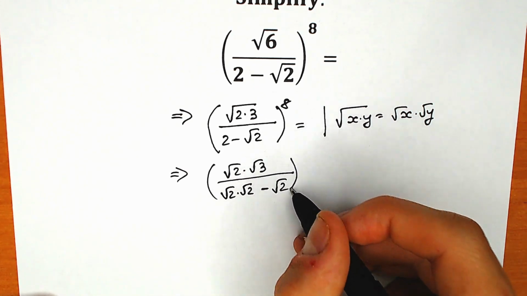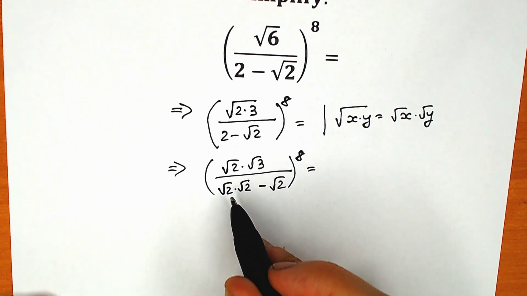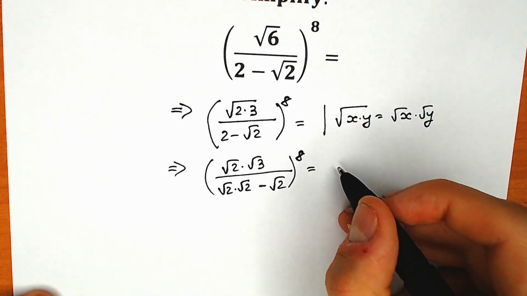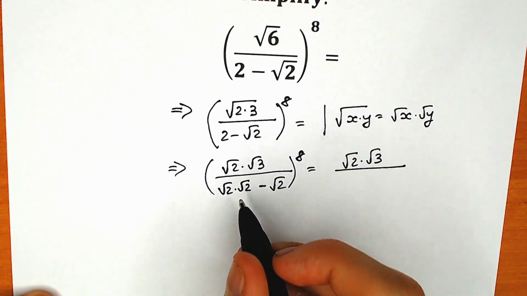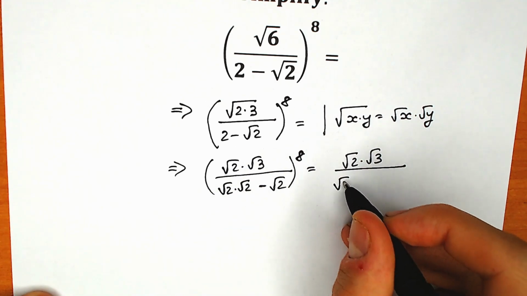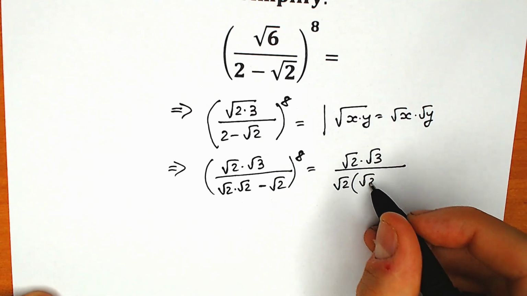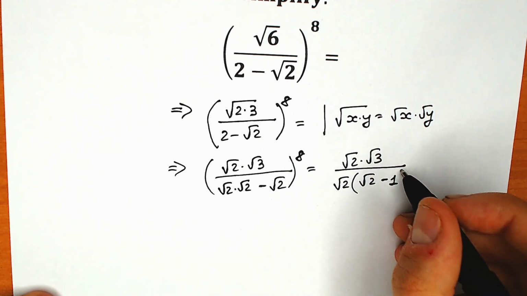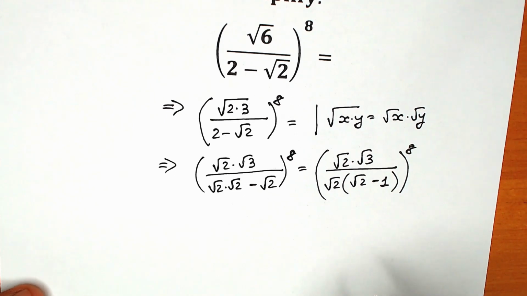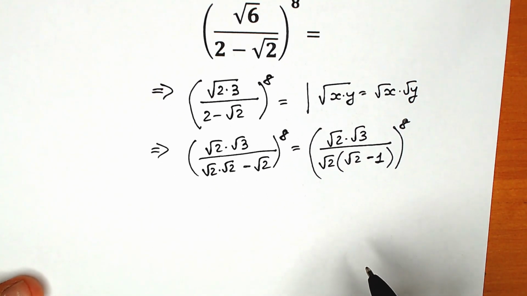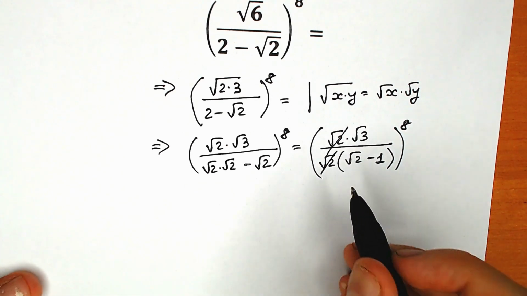Okay, so raised to the power 8. Let's look closely at our denominator. We can factor out square root of 2. We have the same numerator, square root of 2 times square root of 3, and in our denominator we factor square root of 2, and in our parentheses we have from here square root of 2 and from here only 1, so square root of 2 minus 1, and we raise this to the power 8. Don't forget about it. Now we can cancel square root of 2 in the numerator and denominator, and as a result we have square root of 3.